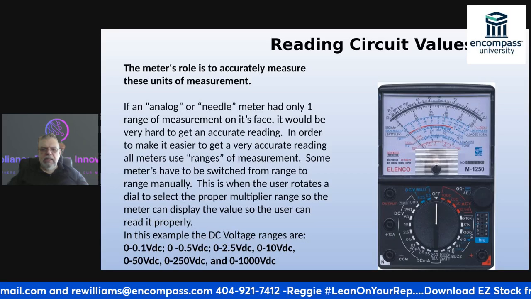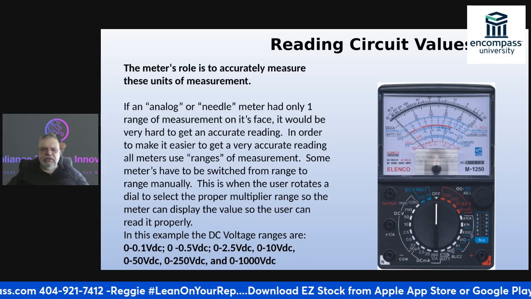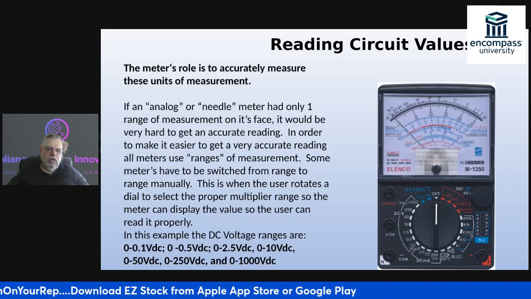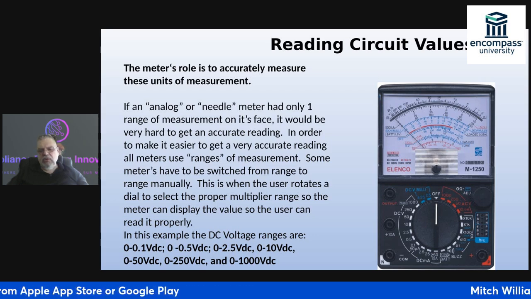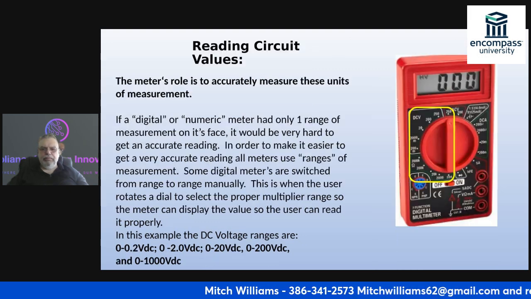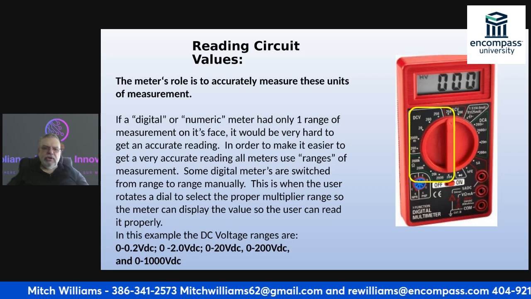Okay, if something happens and I shoot 1,000 DC volts to it, and I'm on the 0.1 DC volt range, what's going to happen to my meter? If I do it continuously all the time, I'm going to mess my meter up. Okay, so reading circuit values.